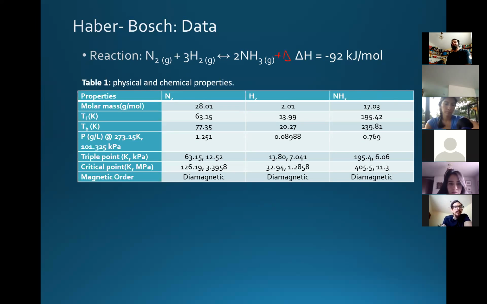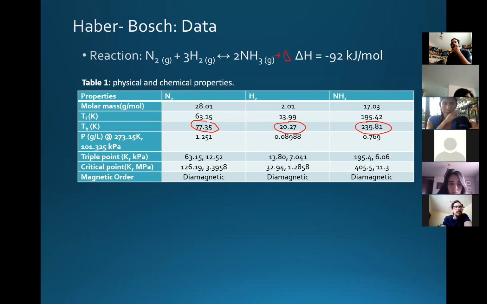But what you can see is that if you have these 3 gases, one way of separating them is through temperature. If you lower the temperature of the system below 239 Kelvin, you're going to obtain liquid ammonia, right? And hydrogen and nitrogen will remain as gases, because we have boiling points that are a lot lower than the boiling point of ammonia, right? So that's exactly what we are going to do in a process.